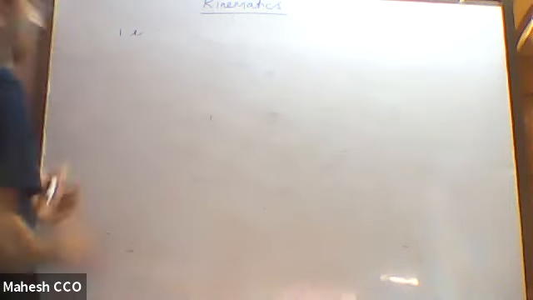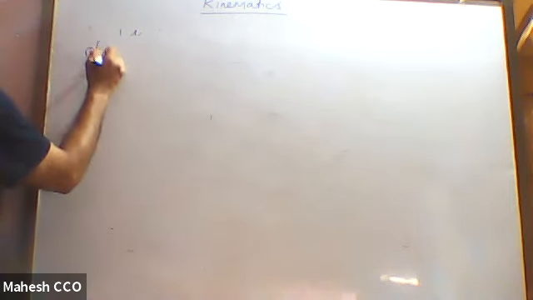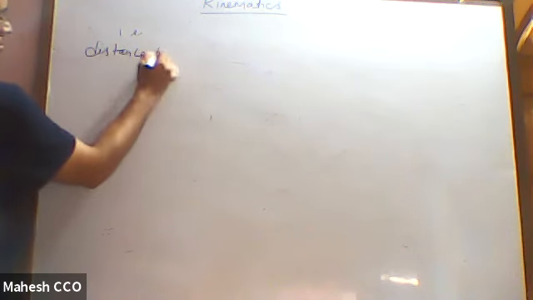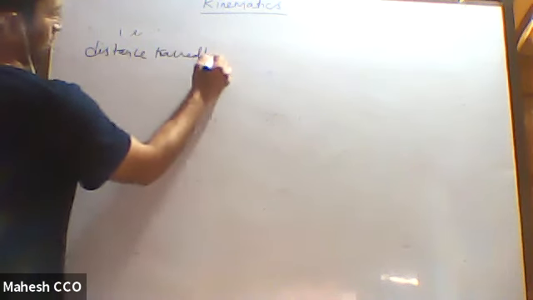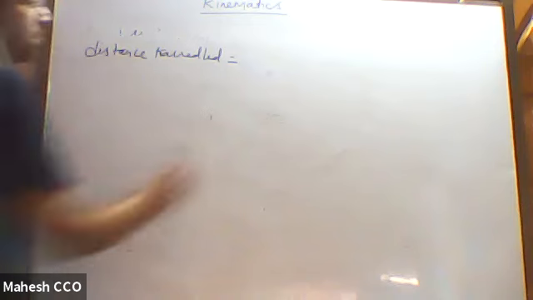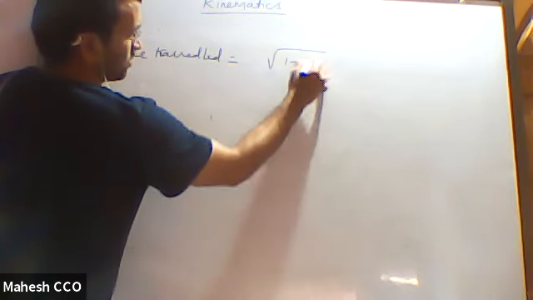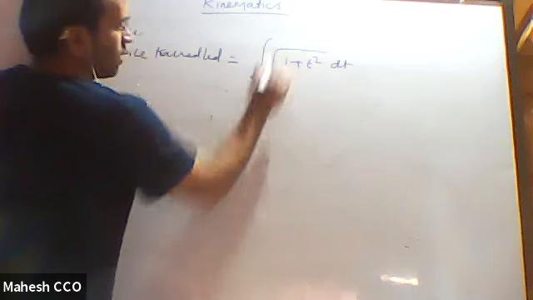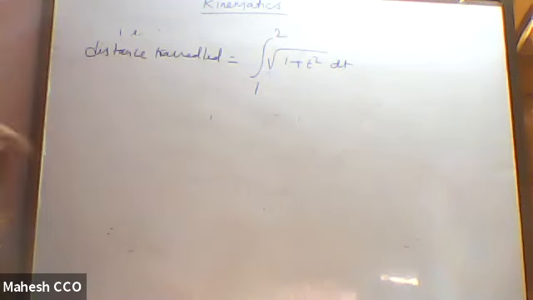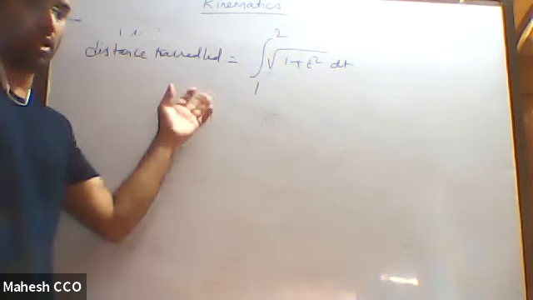But what you have to do is, for the distance traveled, you have to find the instantaneous speed, which is under root of 1 plus t square, into dt integral from 1 to 2. If you can evaluate this integral, then you will get the distance traveled. Evaluating this integral is not a part of our physics. You don't have to worry much about it. You can integrate using a web calculator also, not a problem. So that is how you can calculate the distance traveled.